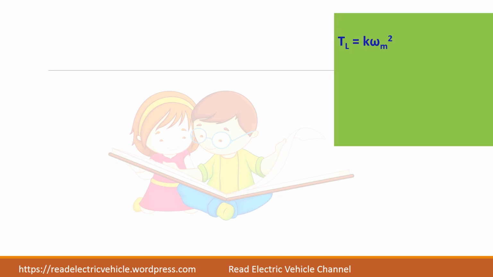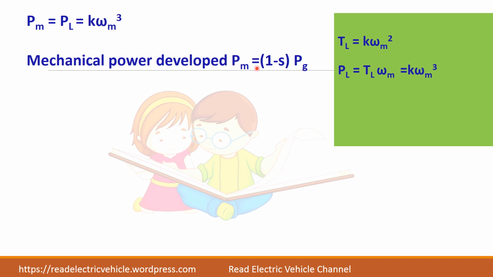So the load torque is given by TL equal to K omega m square. Power will be torque into omega, so torque into omega will give you the load power. So PL is equal to K omega m cube. What is PM? Mechanical power is equal to (1 minus S) into Pg, where Pg is the air gap power. So (1 minus S) Pg, I can equate this to K omega m cube.